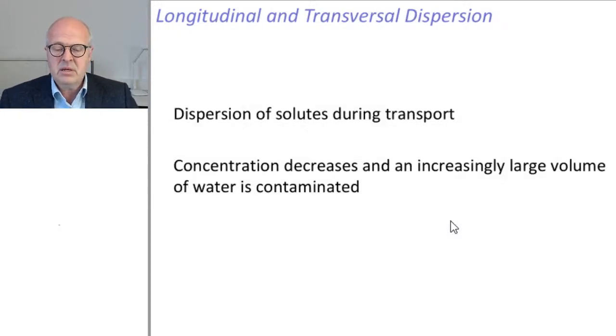Let's continue with transport. So the dispersion is longitudinal and transversal, and the concentration decreases as a result, and an increasingly large volume of water is contaminated. So this is a problem of pollution. It spreads, and the good thing about it is that the peak concentration gets smaller and smaller. The bad thing is you pollute more and more water.